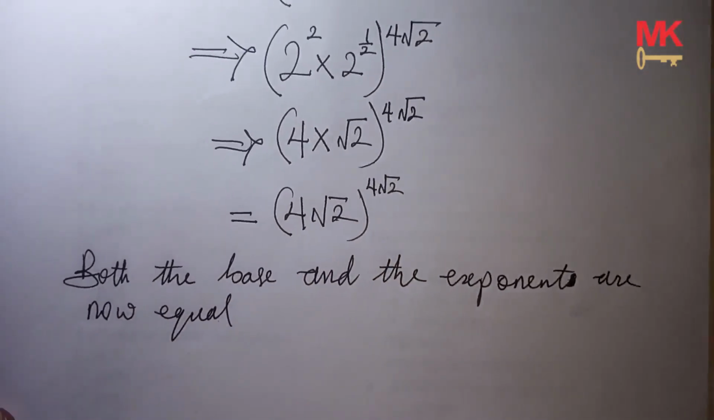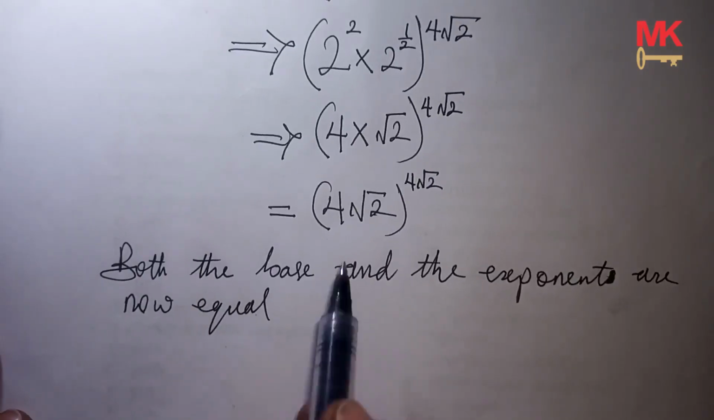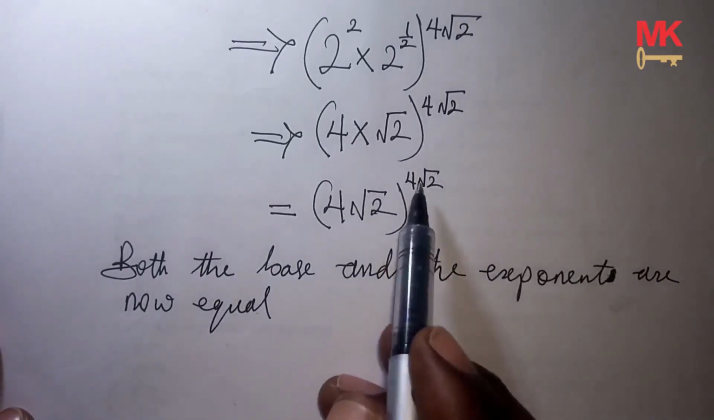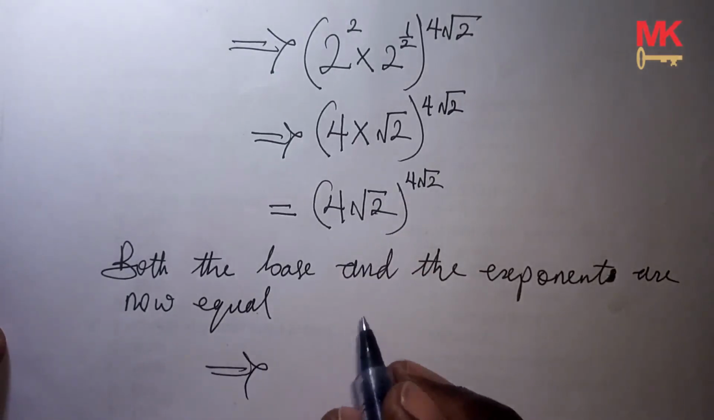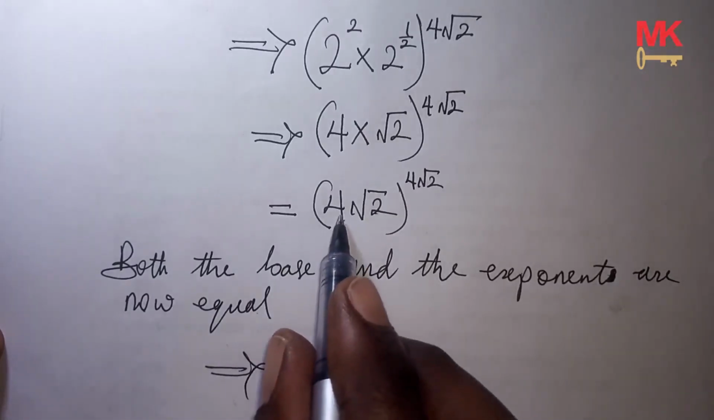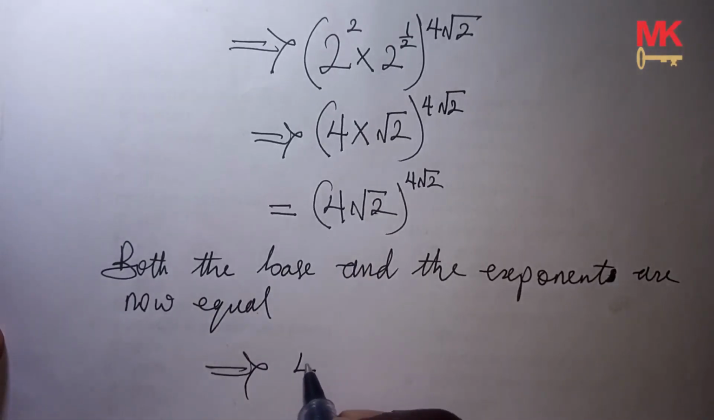But what we are going to do is to simplify this. Let's simplify this. This is 4, so 4 becomes 4 squared times 2.